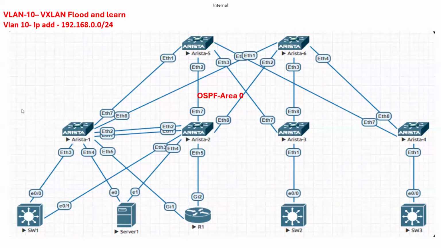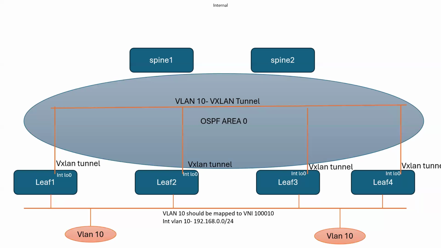Okay, and the task is to have one VLAN, which is VLAN 10, across all four leaf switches, and make that communication work with VXLAN without having a control plane protocol. This is our logical design, which I'm going to build.